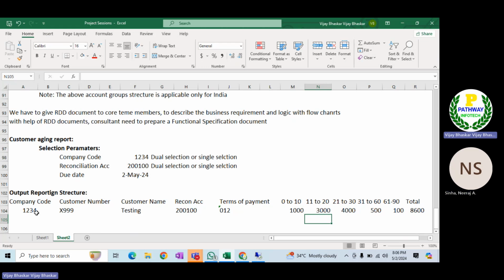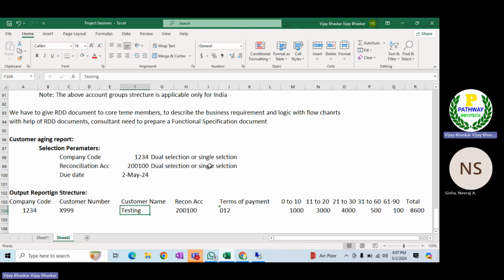This is my logic. But in order to make this logic work, as a functional consultant, from which table should the company code be called, from which table the customer number, from which table the customer name, from which table each and every piece of information? It might be stored in multiple different tables, so we have to call multiple tables. We have to give this table and field information to the technical team, so that the technical team will develop a program.